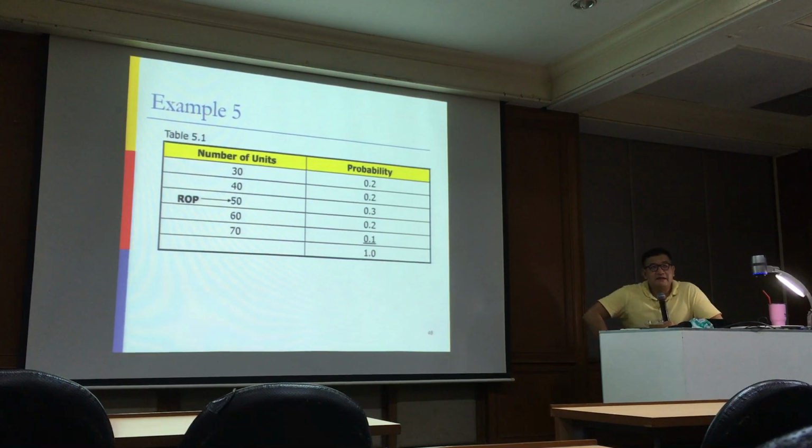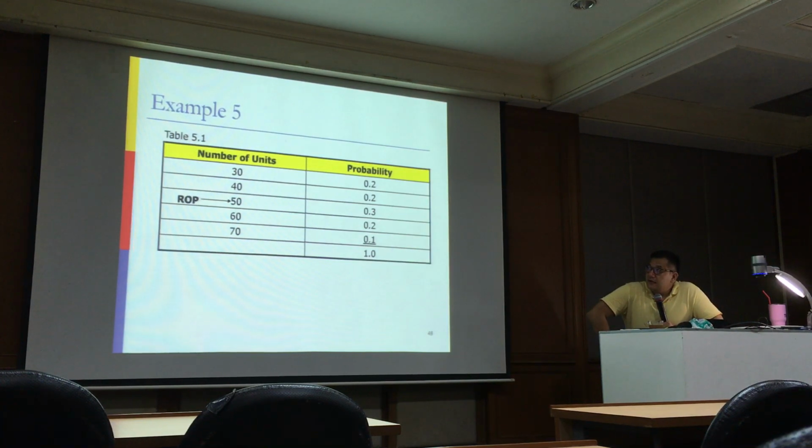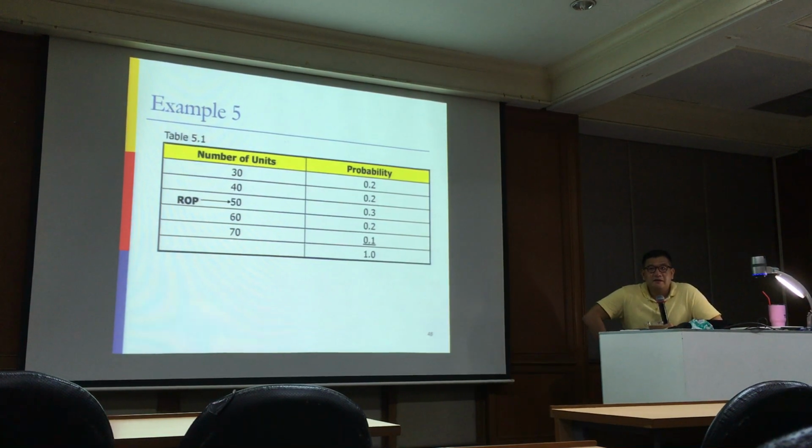If you look at this, the probability is discrete, right? It shows that if the demand is 30, the probability is 0.2. If demand equals 40, probability is 0.2. Demand equal to 50, probability is 0.3, 60, 0.2, and 70, 0.1. Based on their inventory policy, they use a demand of 50 to calculate the reorder point. But we're not sure, maybe it's 50, maybe not, because it follows this distribution.